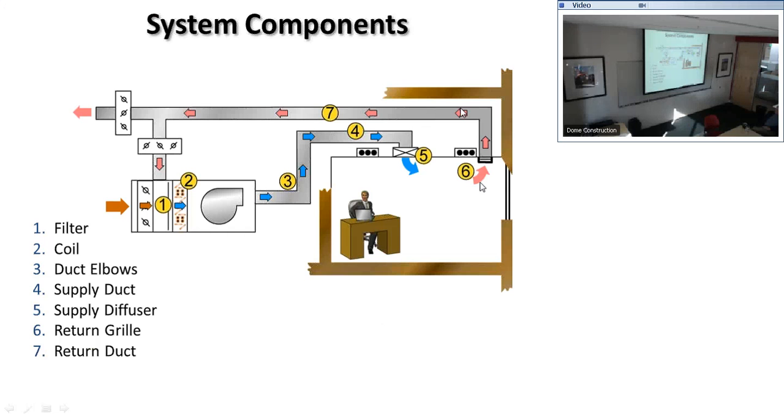This is a return duct. Sometimes you have a return plenum. You don't see this return duct. So air just basically goes into the space, goes across the ceiling, and you drop and pick it up. It's a return air plenum.